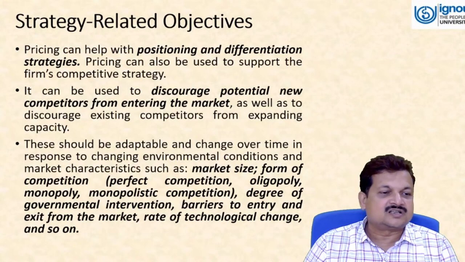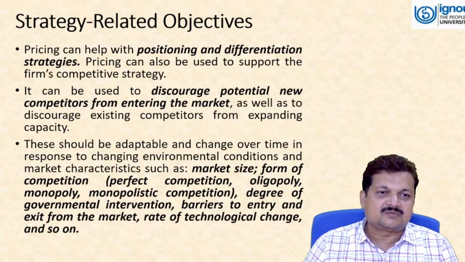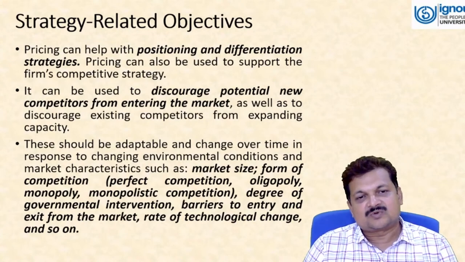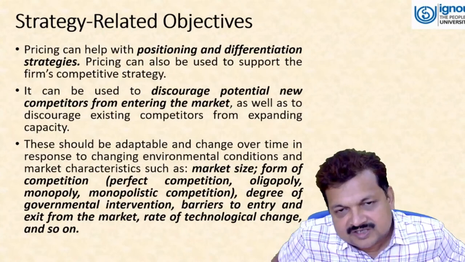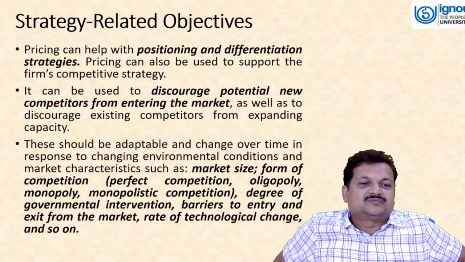So that is the boundary line they have prepared like that. This should be adaptable and change over time in response to changing environmental conditions and market characteristics. So market size increased means if it is a perfect competition, then forms of competition are there. So equal number of sellers, equal number of buyers. So everybody is able to compete.